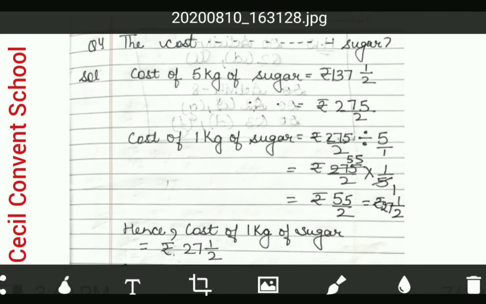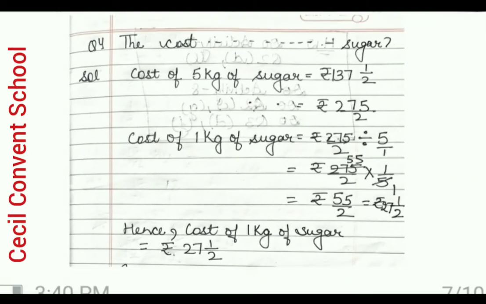Now, student, we do question number 4. Question number 4 is a word problem. The word problem of this chapter is the same as question number 2 and 3. The question is the cost of 5 kg of sugar is, means we take the statement from the question only, in place of is, equals to rupees 137 1 by 2. Now it is in a mixed form, so you convert it into an improper form by 137 multiplied by 2 plus 1. Answer will be rupees 275 by 2.